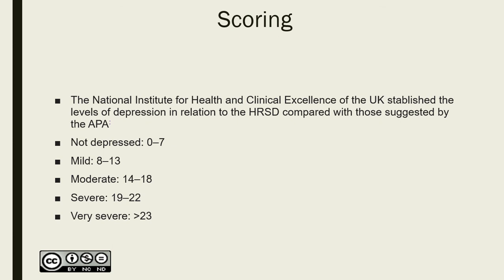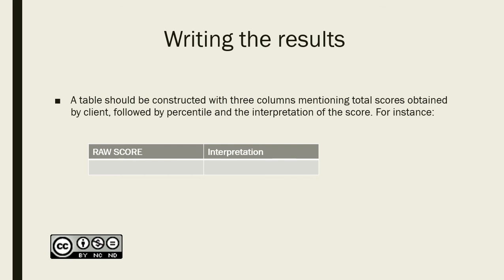So when we come to scoring, the scores between 0 to 7 suggest that the person is not depressed. A score between 8 to 13 can mean very mild, mild depression. A score between 14 to 18 means moderate depression. 19 to 22 means severe depression. And greater than 23 is considered to be a very severe form of depression requiring immediate emergency admission for treatment.